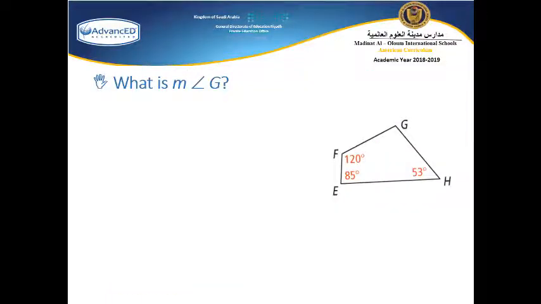What is the measure of angle G? In the same way, this is a quadrilateral, 4 sides. To find the measure of the fourth angle, applying the formula n minus 2 times 180, we get that the sum of the interior angles of the quadrilateral is 360 degrees. Then the measure of angle G equals 360 minus the sum of the given angles, which equals 102.